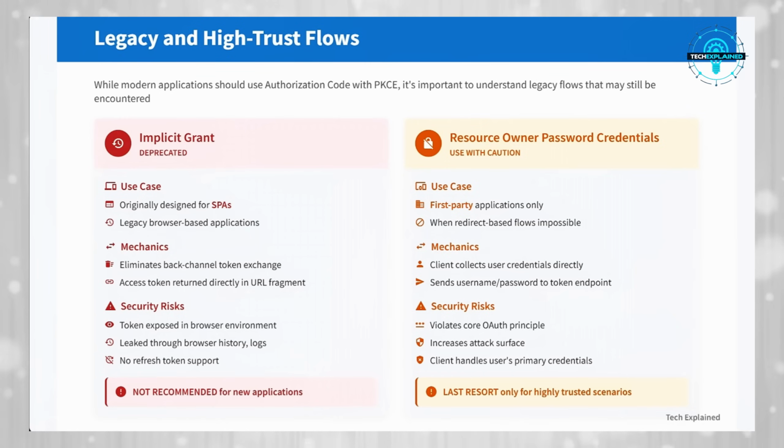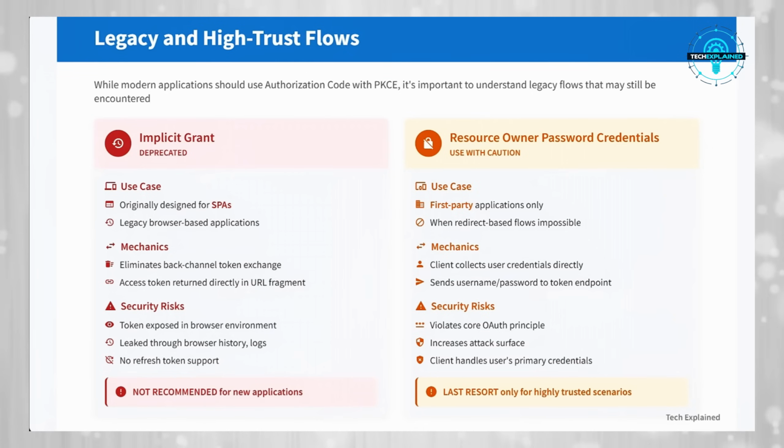In this flow, the client application directly collects your username and password and sends them in a POST request to the token endpoint with grant type equals password to obtain an access token. This fundamentally breaks the core principle of delegated authorization by forcing the client to handle your primary credentials. It increases the attack surface and should be avoided whenever a redirect-based flow is feasible.